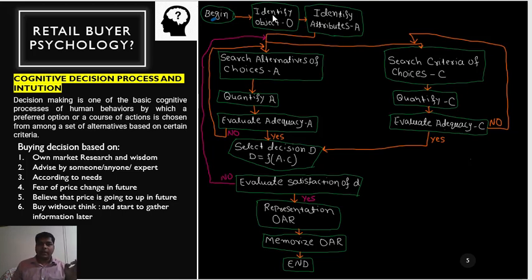Let's take an example. You want to buy a mobile phone. First, your brain has to decide what you buy. So, identify the object: what do you buy? You want to buy a mobile phone. Here the O represents some product, or a specific company share as well.